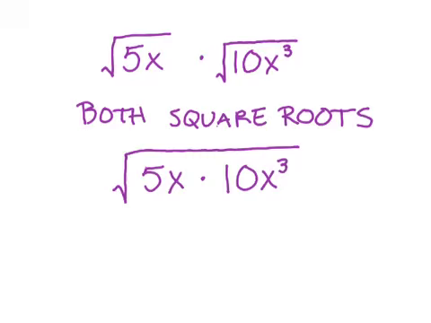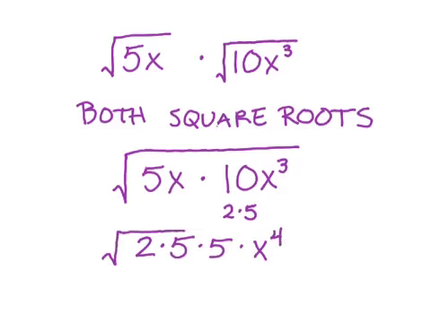Now I want to deal with the 10. Well, 10, you know, is 2 times 5. Those are its prime factors. So instead of 10, I want to use that and write it like that. All I'm going to do next is rearrange these, put them in order from smallest to largest. So we actually have 2 times 5 times 5. Now we have 4 x's multiplied together, so that's x to the fourth. And that's what I really have inside this radical.